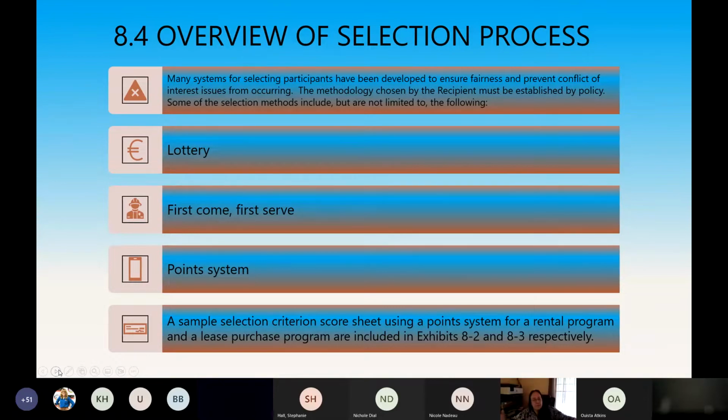So systems, there's my warning. Many systems for selecting participants have been developed to ensure fairness, prevent conflict of interest from occurring. Methodology chosen for your recipient has to be established in your policy. Some of the selection methods include, but are not limited to, some people do it by lottery. First come, first serve. Some use a point system. Some use that sample selection criteria sheet using that point system. Okay.